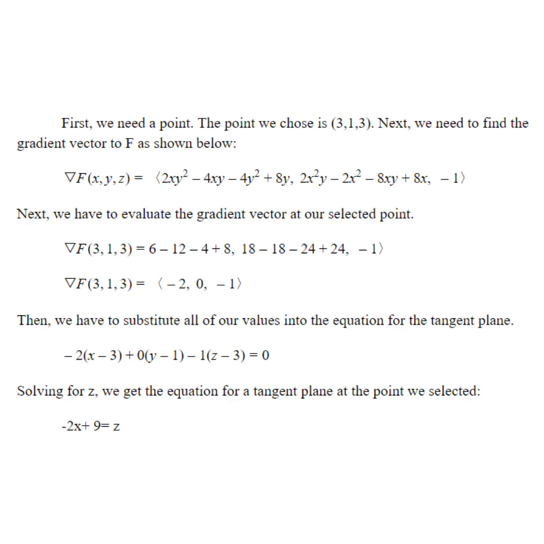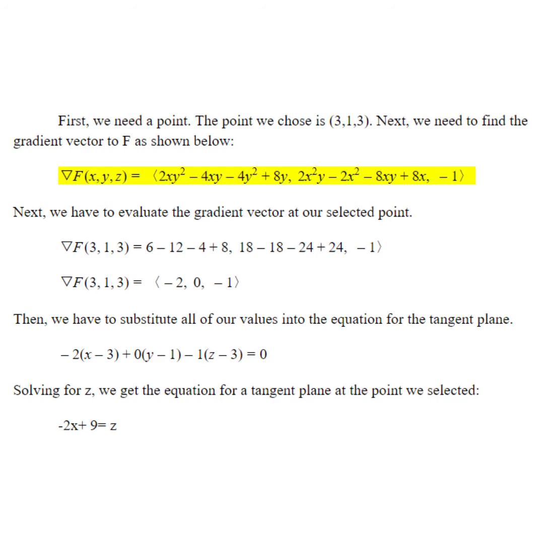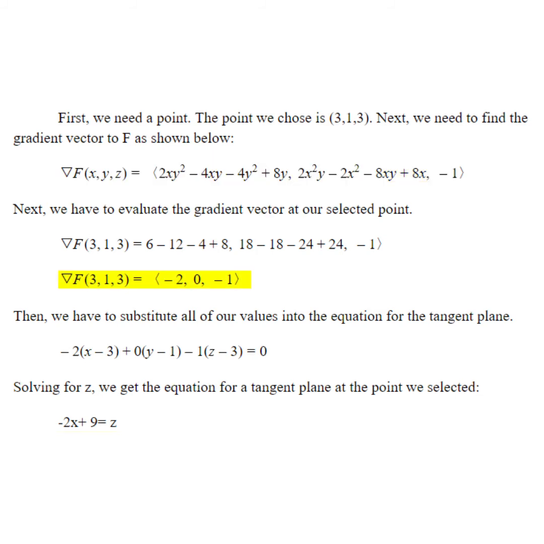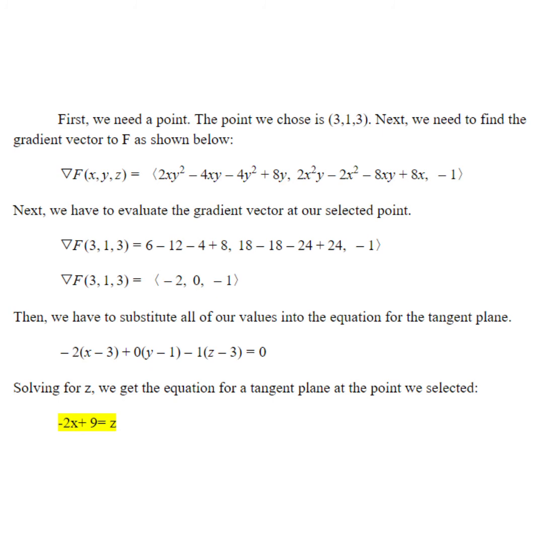To find the tangent plane at a point, we need to pick a point. The point we chose was 3, 1, 3. Next, we need to find the gradient vector of f, as shown here. After that, we need to evaluate the gradient vector at our selected point. We end up getting -2, 0, -1. Now we have to substitute all of our values into the equation for the tangent plane, and we end up getting -2x plus 9 equals z as our equation for the tangent plane.